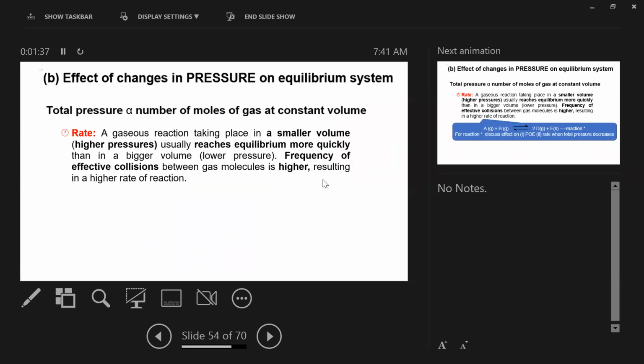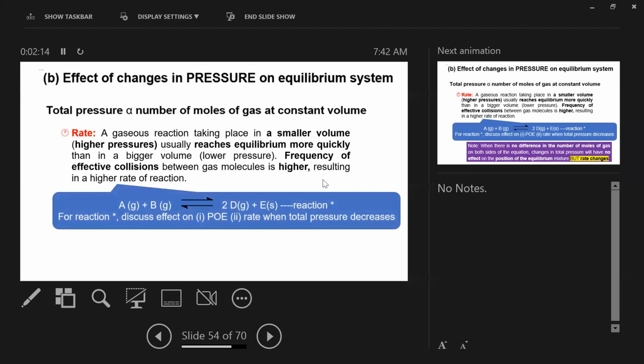Okay, so other than the position of equilibrium, we also need to consider the effect of rates. So we emphasize this relationship: total pressure in a vessel is proportional to the total number of gas particles in that constant volume. Okay, we always associate total pressure to the number of moles of gas in a particular volume. So the POE can change if there is a difference in the number of particles on the reactant side and the product side. But let's say, in the case of when there are equal numbers of gas particles.